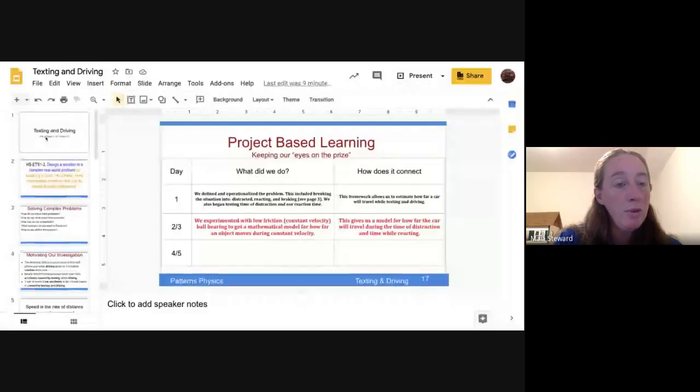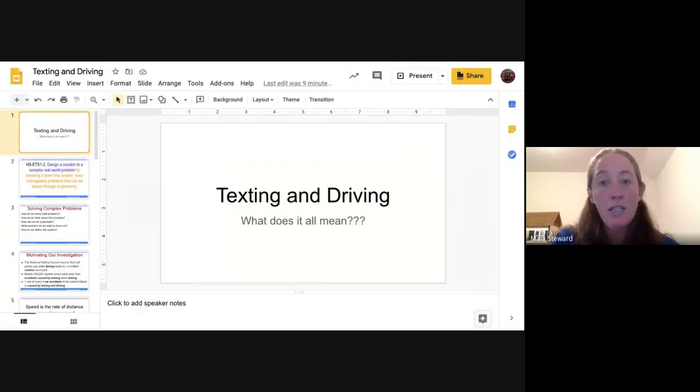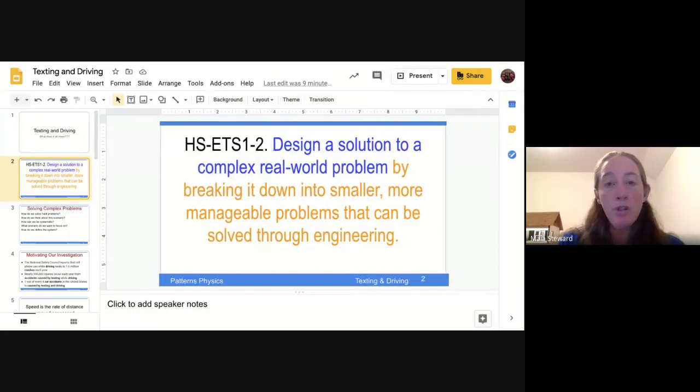So, going to start with the description of what is it we're doing in this unit. So, texting and driving, what does it all mean? Why are we doing this? Well, first, part of the physics standards is that you need to be able to design a solution to a complex real-world problem by breaking it down into smaller parts.